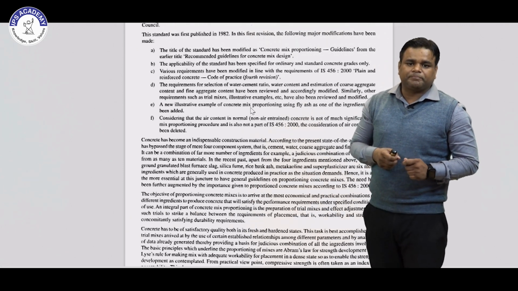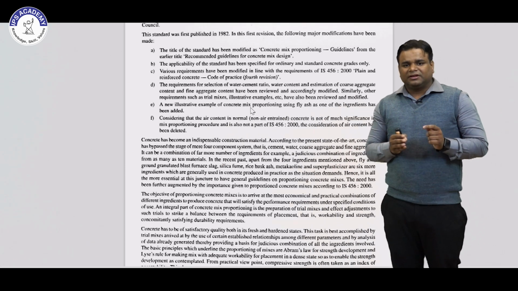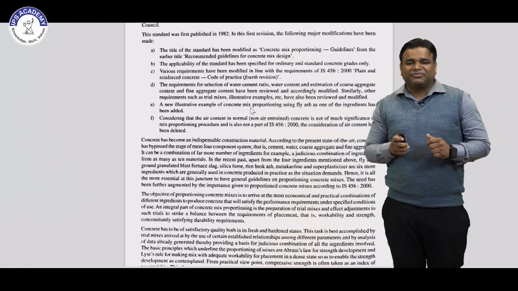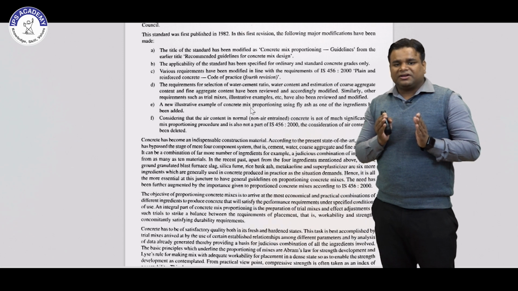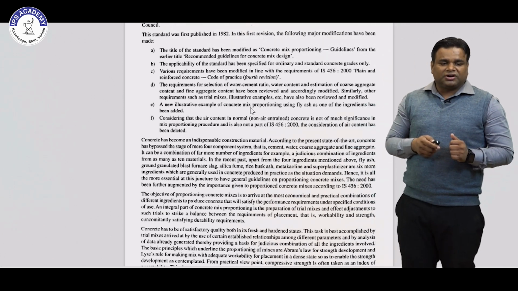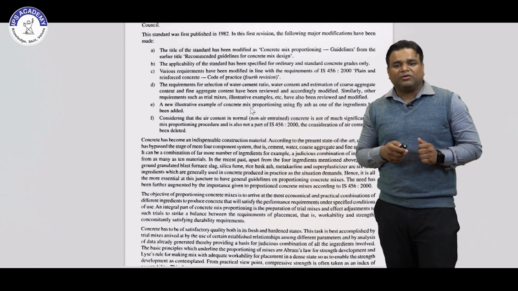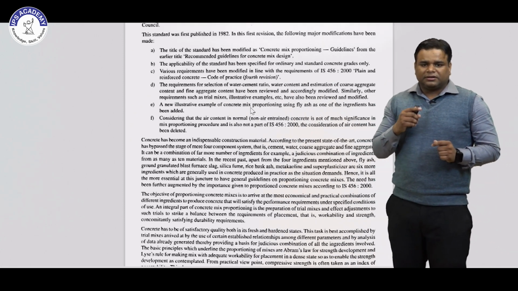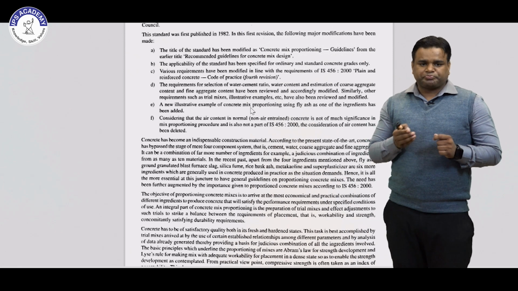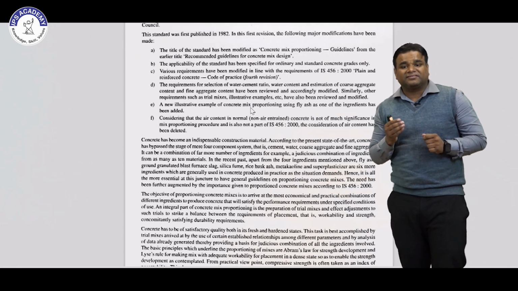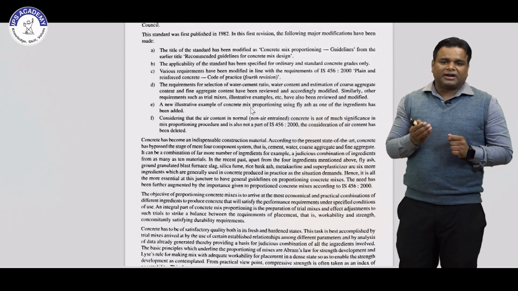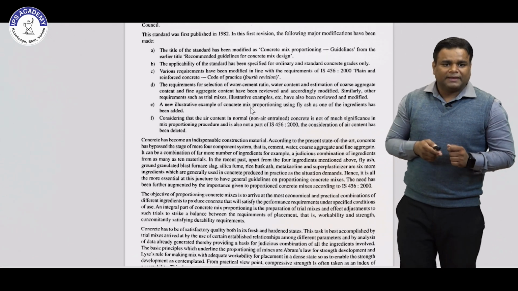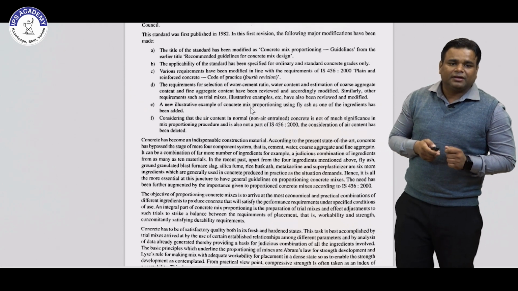So in the previous code we have not seen the words standard and ordinary. They have directly said concrete mix design. So in that we have seen the ordinary and standard grades of concrete. Third, various requirements have been modified in line with the requirements of IS 456. In the previous code it was in line with IS 456:1978. So after IS 456:2000, this code has been modified as per the 2000 code, which is the code of practice for plain and reinforced concrete.